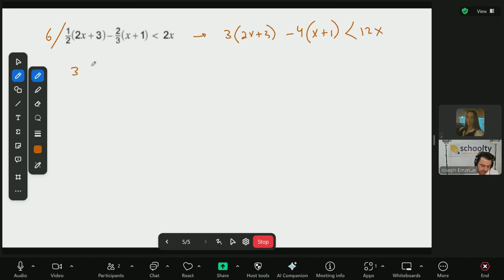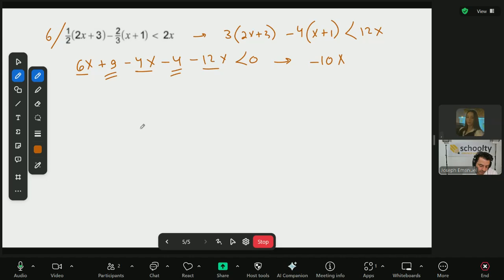Open the brackets, you have 6x plus 9 minus 4x minus 4 minus 12x smaller than 0. How much is this? 6x minus 4x is 2x, minus 12x is minus 10x. So you have minus 10x. Let's make it slowly.